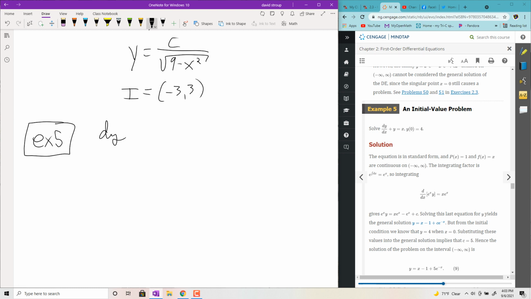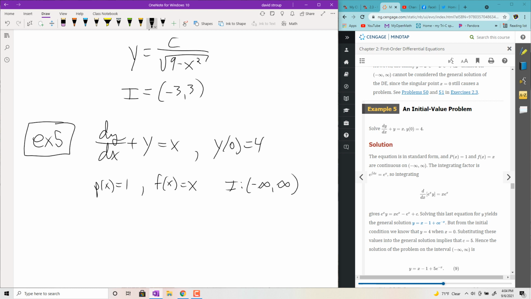So, all right, this is an initial value problem. dy over dx plus y equals x, and then we have y of 0 is 4. Okay, so again, get your p of x, that's just 1 in this case, and then my f of x is x. So my interval of definition, I could just have -infinity to infinity. Get your integrating factor. Mu is e to the integral of p of x. So this should just be e to the x.